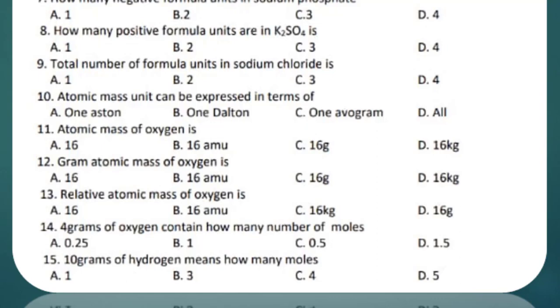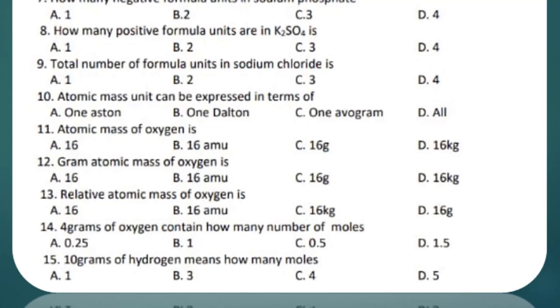What is the gram atomic mass of oxygen? Options: 16 AMU, 16 gram, 16 kilogram. So what is the answer, children? Think. Yes, option C, 16 gram. So when I am saying the answers, please mark these answers. You can also pause the video and write or mark the answer at that time.